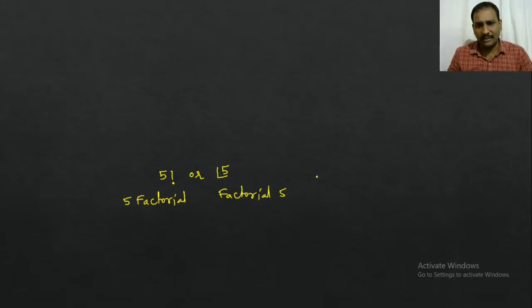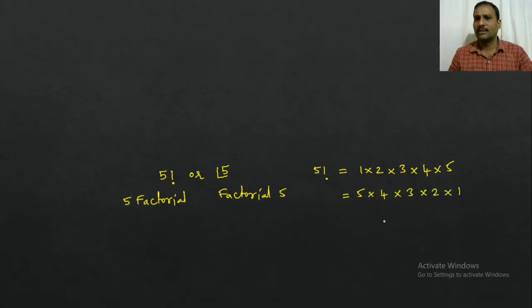Then what does it mean? Suppose if you take 5 factorial, this is the product of the first 5 natural numbers. That means 1 into 2 into 3 into 4 into 5, or you can write it as 5 into 4 into 3 into 2 into 1. This is the product of the first 5 natural numbers. In short form, you can write it as 5 factorial. And if you simplify, 5 4s are 20, into 3 is 60, into 2 is 120, into 1 is 120.